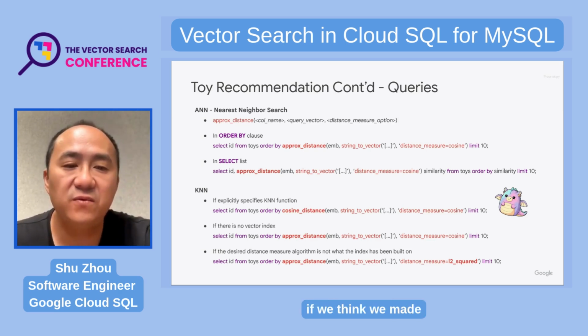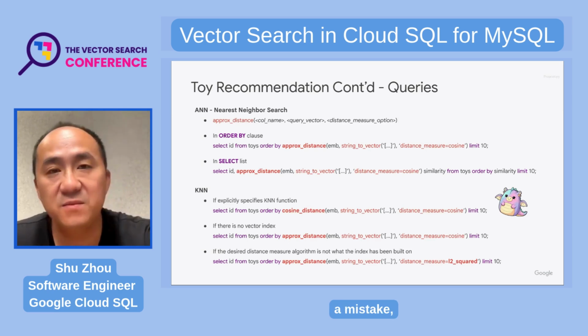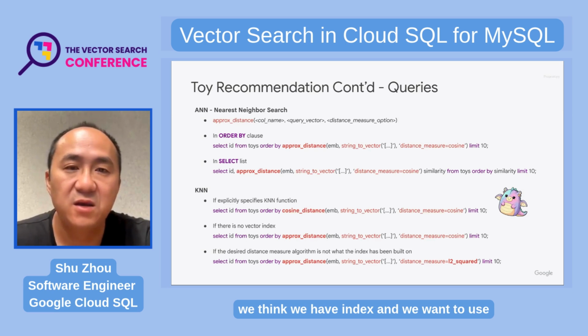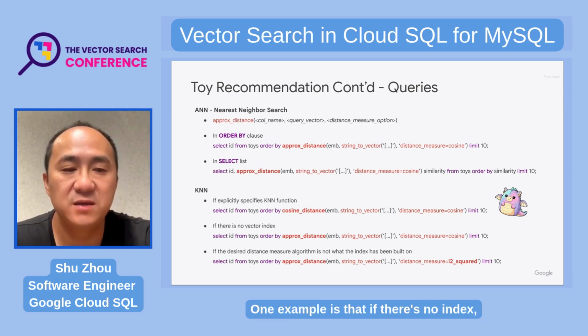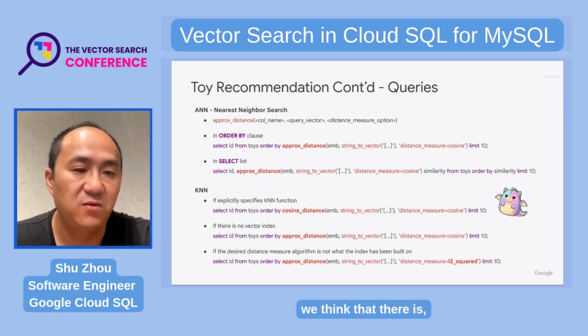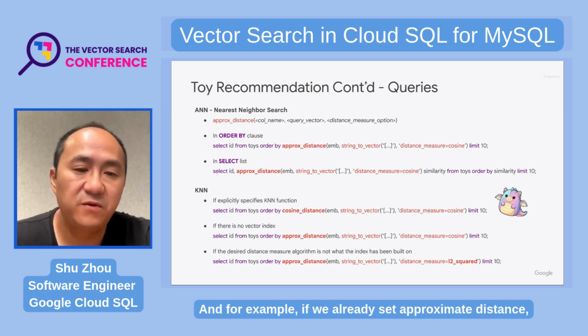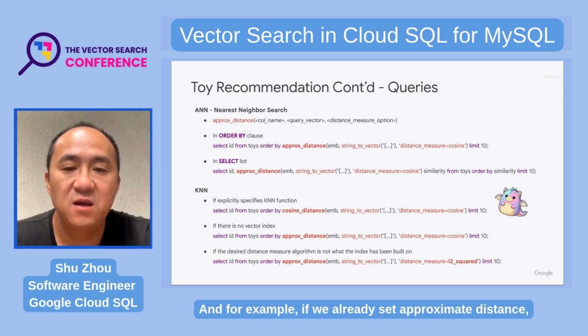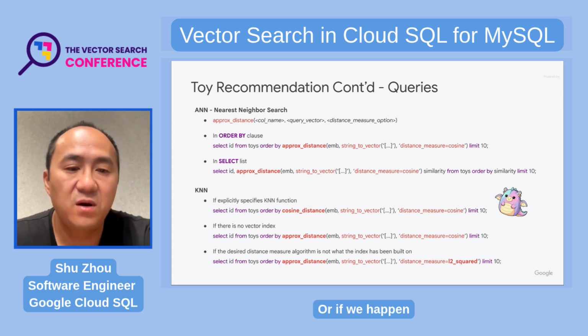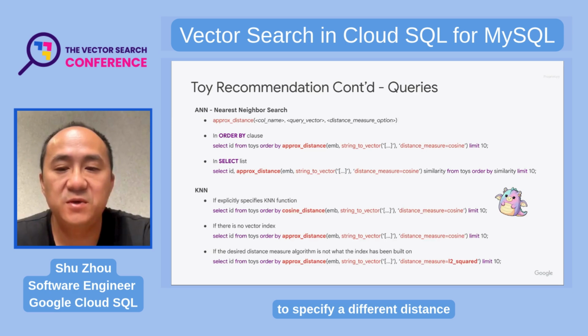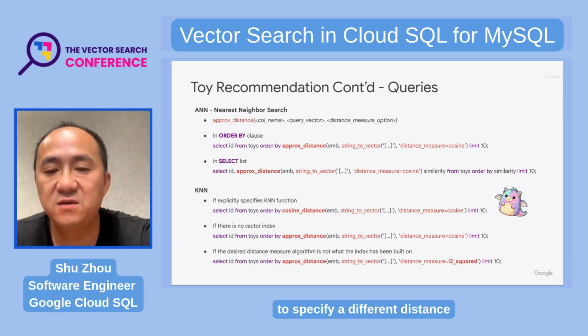Also, if we think we have an index and want to use ANN, but not all the conditions are met, then the system can automatically fall back to KNN if possible. One example is if there's no index, we think there is one, but somehow we forgot to create it. For example, if we already said approximate distance, but the index does not exist, it will fall back to KNN. Or if we happen to specify a different distance measure.